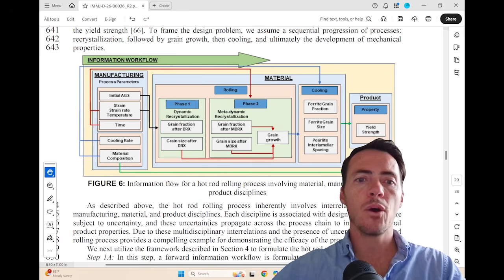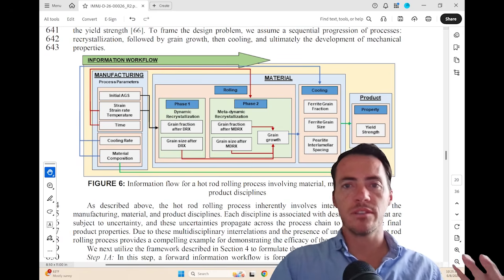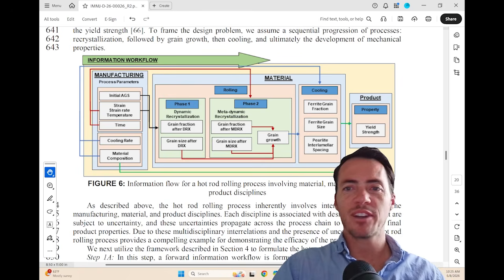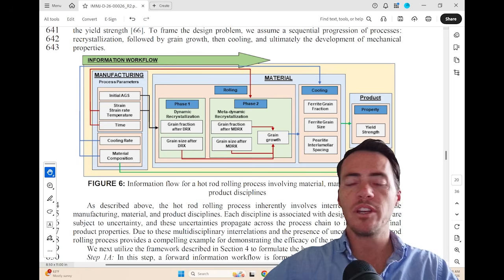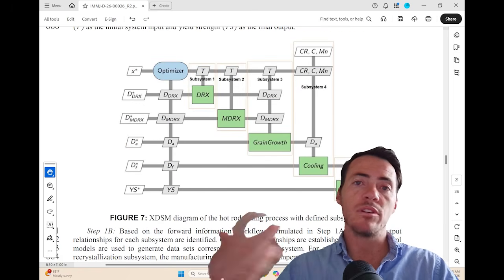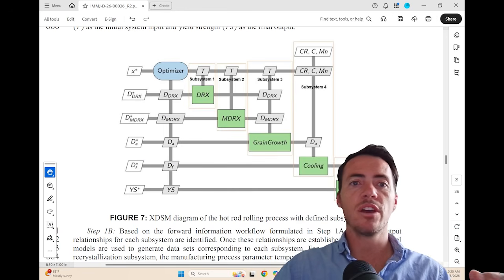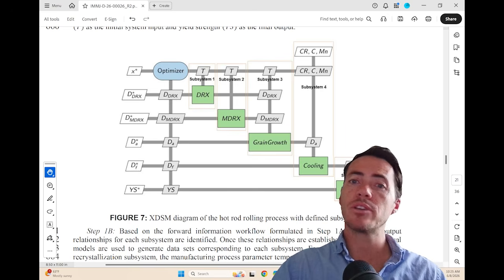So if this is just a mathematical benchmark on a polynomial benchmark, let's look at real data. Okay, here you see the information flow for an actual process for materials called hot rod rolling, right? It's showing you materials, manufacturing, and product disciplines all together. These are more commonly represented in XDSM charts. The XDSM charts are really just what we talk about in material science as structure, process, property, performance linkages. Here you can see where all these different linkages get shown together, showing you how information flows across the different processes.